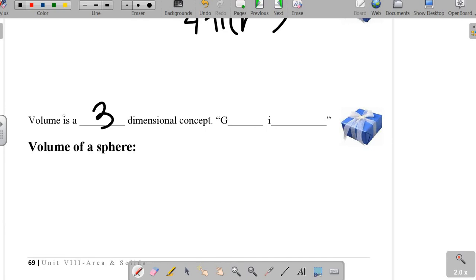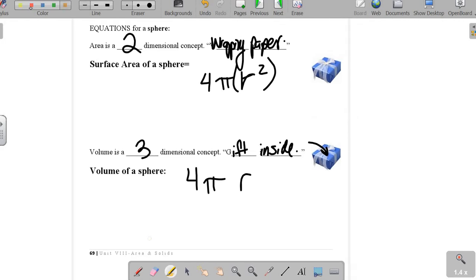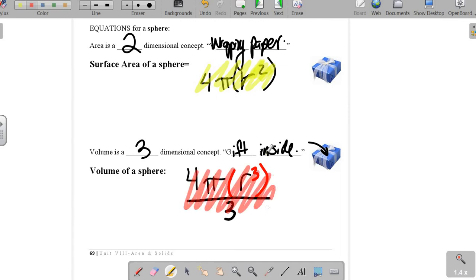Volume is a three-dimensional concept. It's like the gift inside. Now, I don't have an illustration for volume. It's a little bit more complicated. It starts the same way, though, 4 pi r. But the difference you need to know here, area is 2 dimensions. Volume is 3, so that's going to be r cubed, but the whole thing's over 3. So surface area, 4 pi r squared. Volume, 4 pi r cubed over 3.